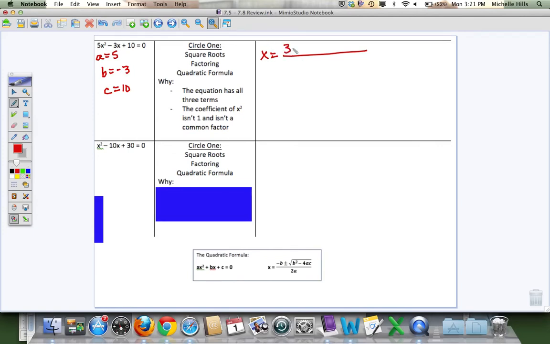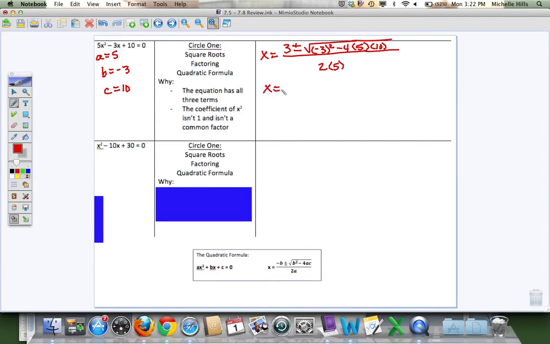So x equals, big long fraction bar, the opposite of b, but b is negative 3, so the opposite of that is positive 3, plus or minus the square root of b squared, so negative 3 squared. Do not forget those parentheses. They are necessary, required. They don't mean the same thing if you don't have them. Minus 4 times a, which is 5, times c, which is 10, all over 2 times a, which is 5.